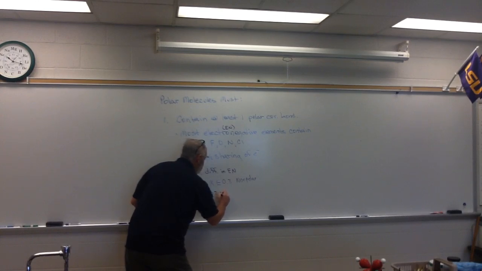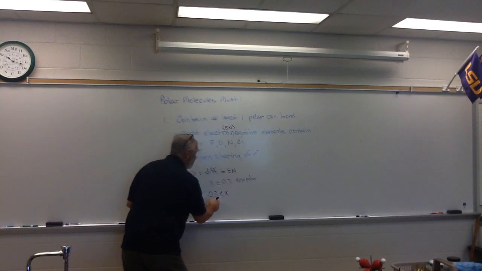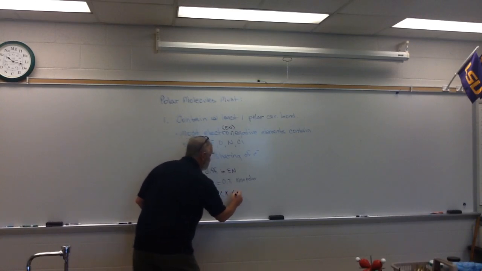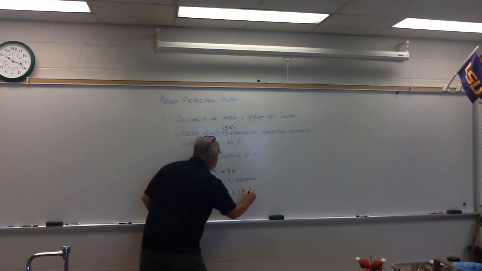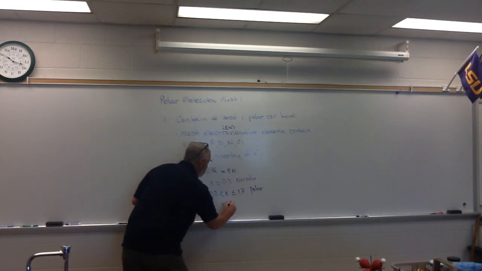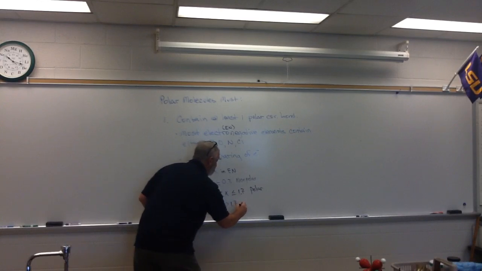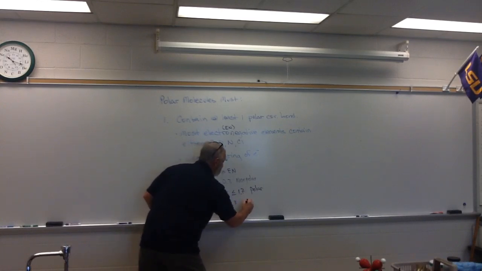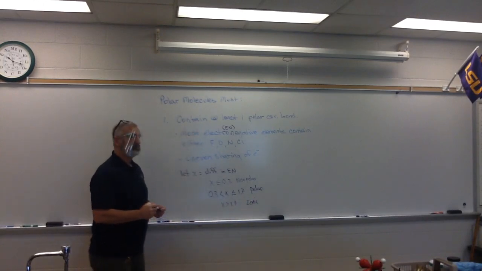If X is greater, whoops, the other way. X is greater than 0.3 but less than or equal to 1.7, we call it a polar bond. And if X is greater than 1.7, we call it an ionic bond.